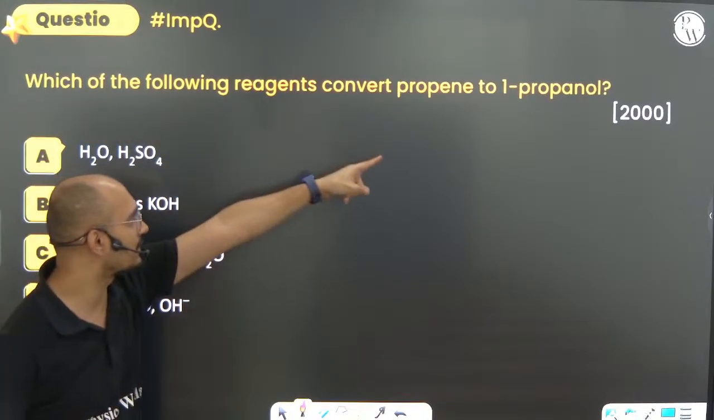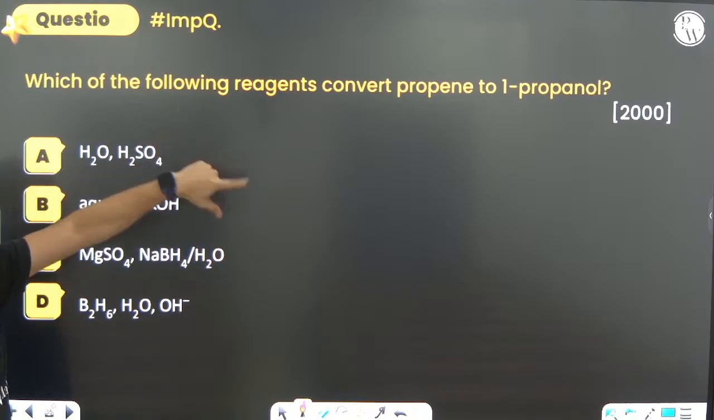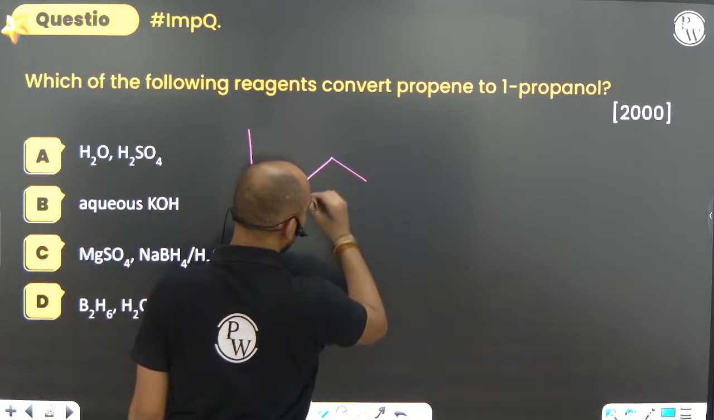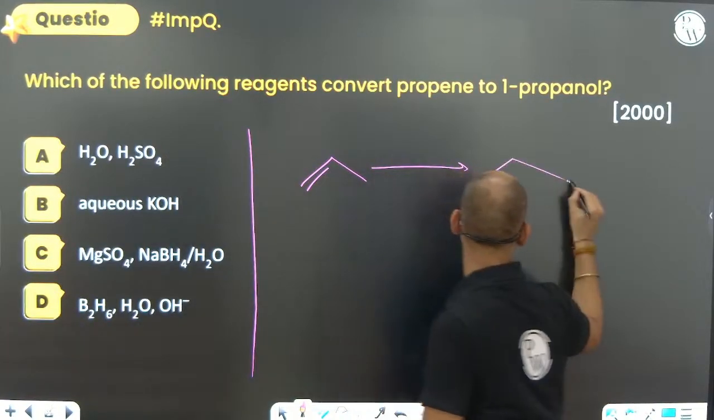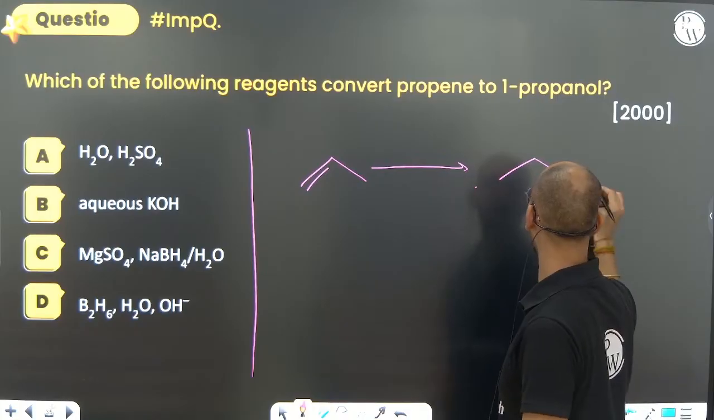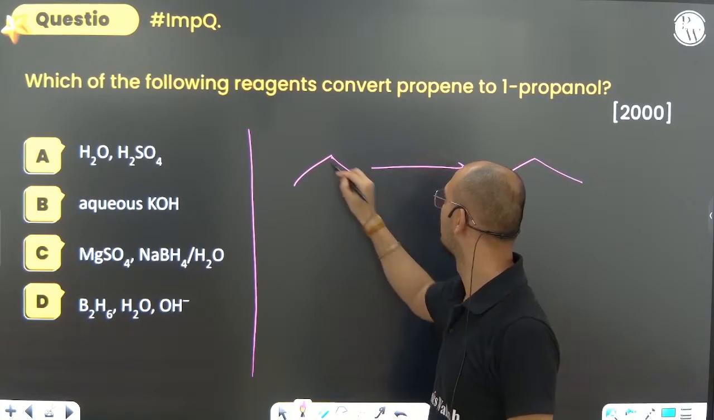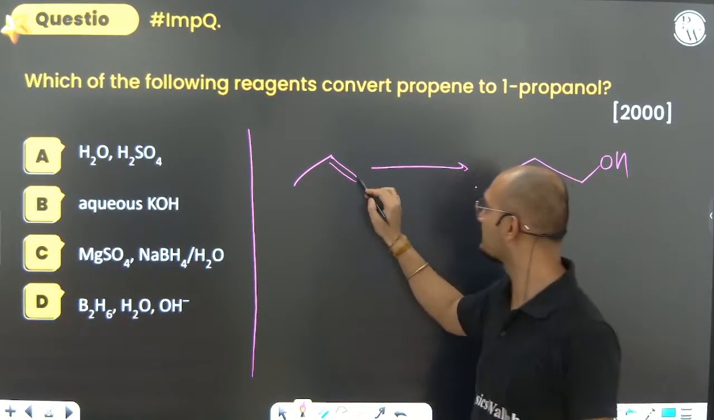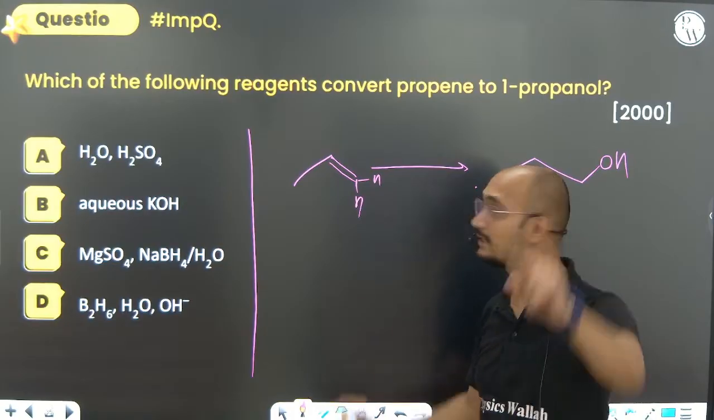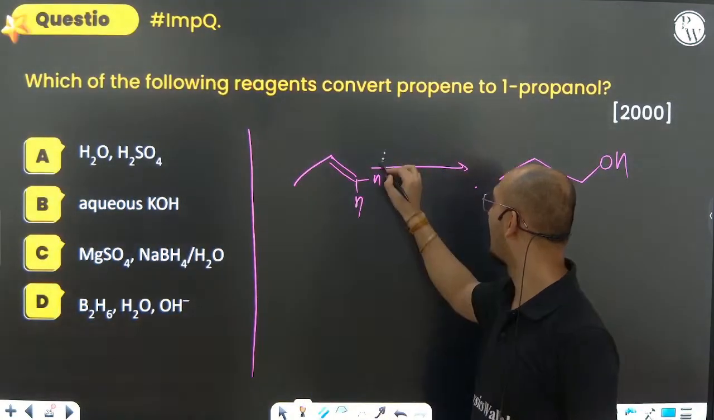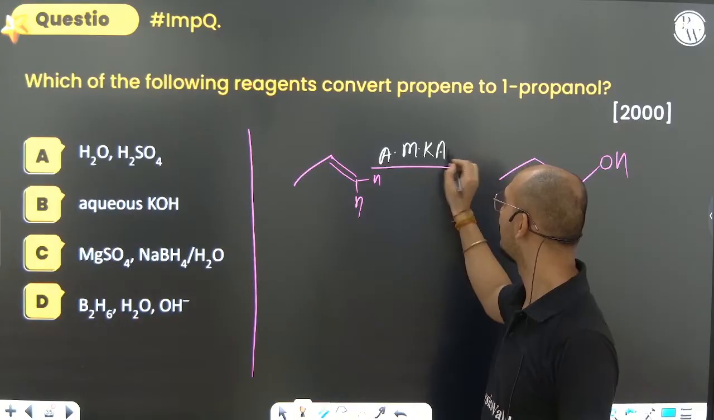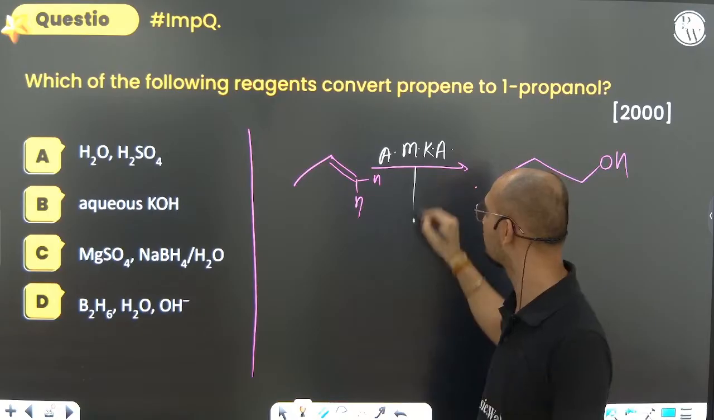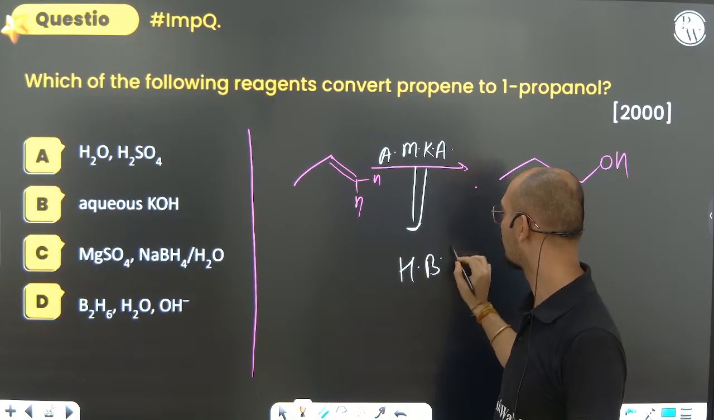Which of the following reagents converts propene to 1 propanol? Propene to 1 propanol, can you see? It wants to convert it into OH, on that side where there is more number of hydrogen, meaning anti Markovnikov addition. What is going to happen? Anti Markovnikov addition. How will anti Markovnikov addition happen? Only then is it possible when there is hydroboration oxidation.